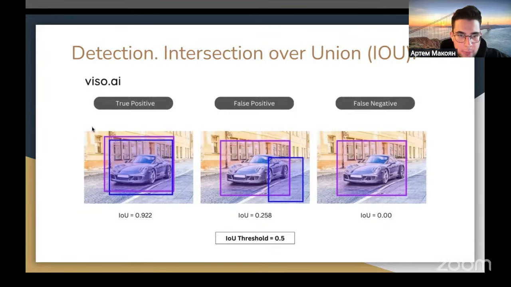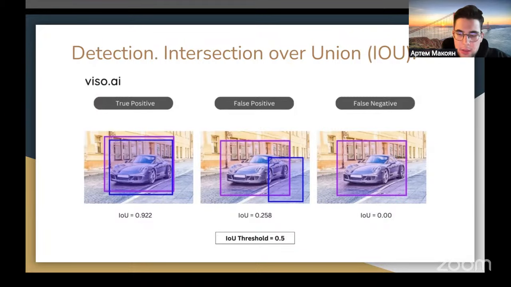For example, if purple is our label and we predict a dark blue bounding box, in fact they're different, and in a strict sense it's incorrect. But obviously both bounding boxes are correct. That's why we say that our bounding box is correct if it is close to the ground truth bounding box, our label bounding box. So we need a metric, a distance between bounding boxes. This distance is intersection over union, IOU.